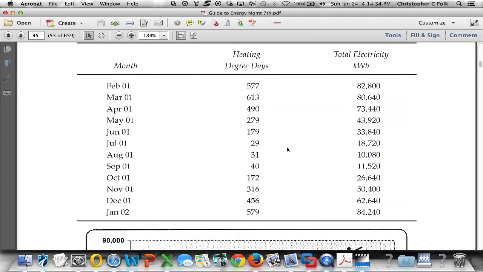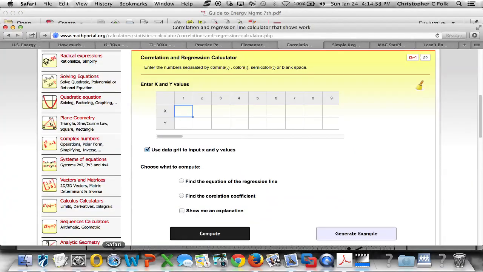These numbers, right? So 577, 613, 490, 279, 179, 29, and so forth. Those are the numbers that we have to put in. I don't think we can do that, so we'll just go back and key them in. So 577. Move to the next one.